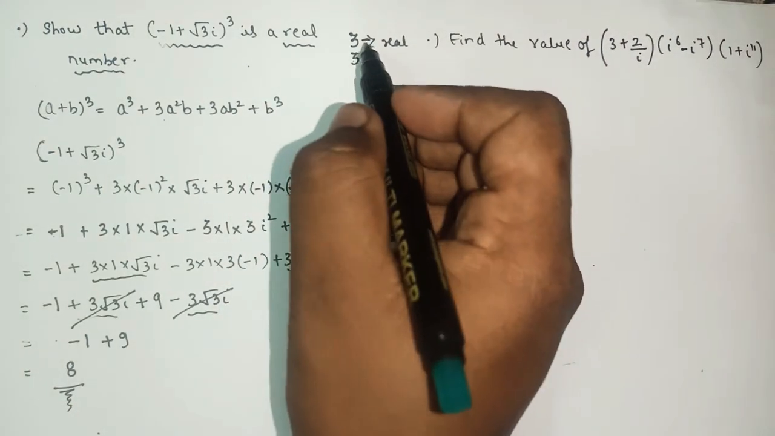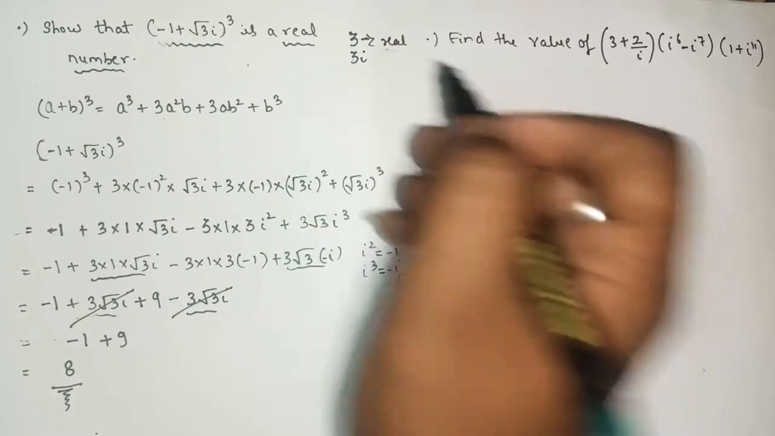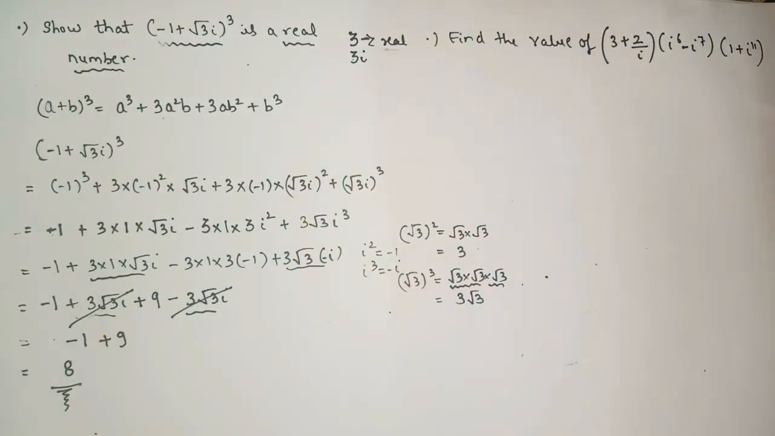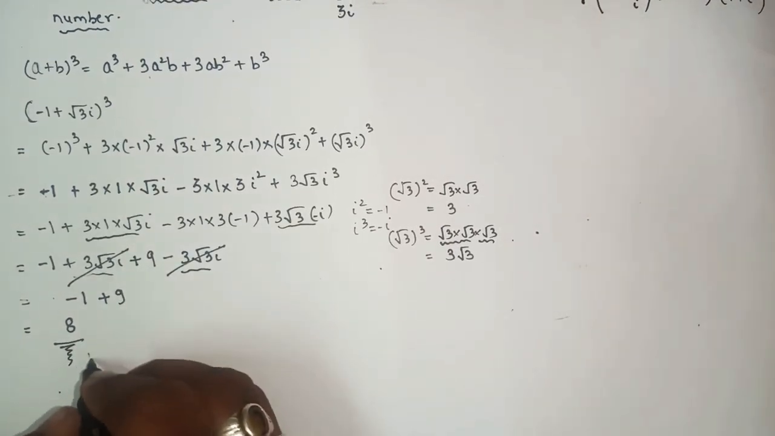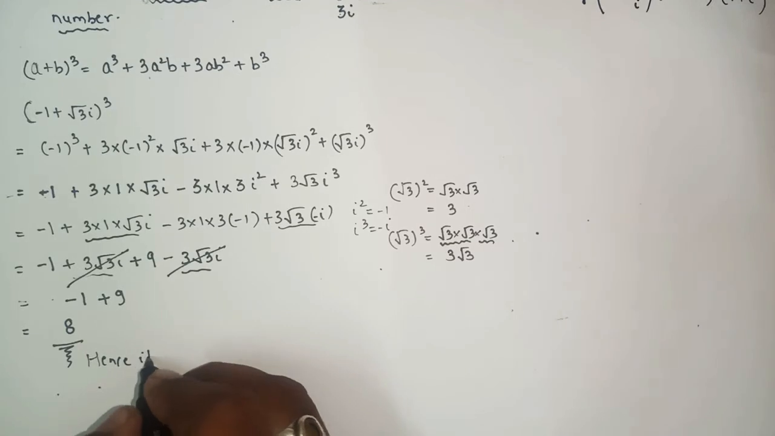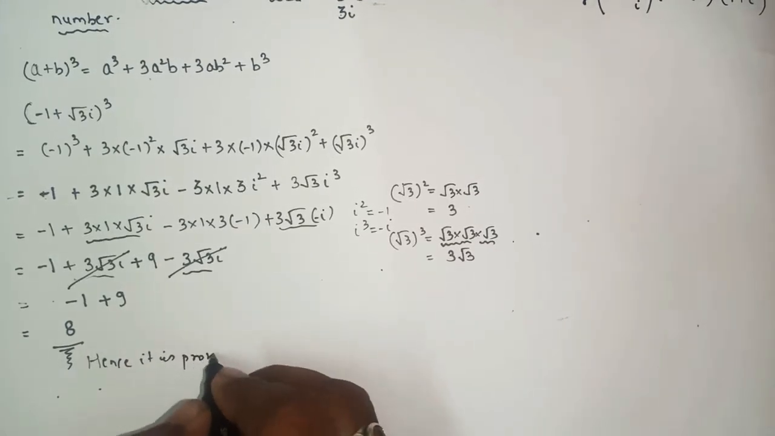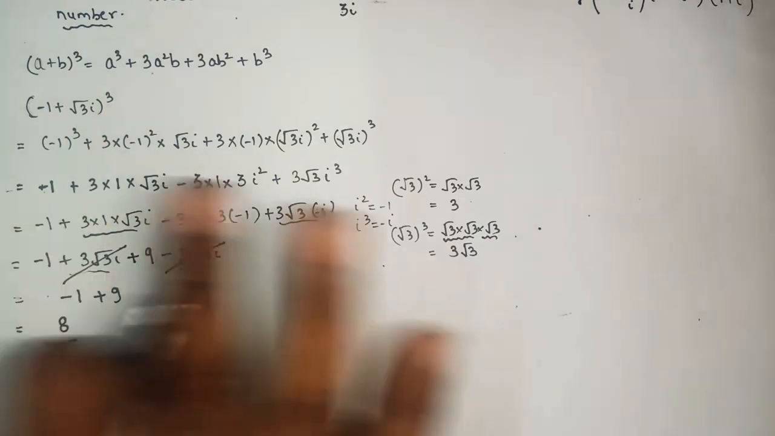So we know that a number without i is known as what, a real number, yes or no? A number without i is known as what? It is a real number. So hence it is proved. It is proved that (minus 1 plus root 3i) the whole cube is a real number. Simply you have to show.